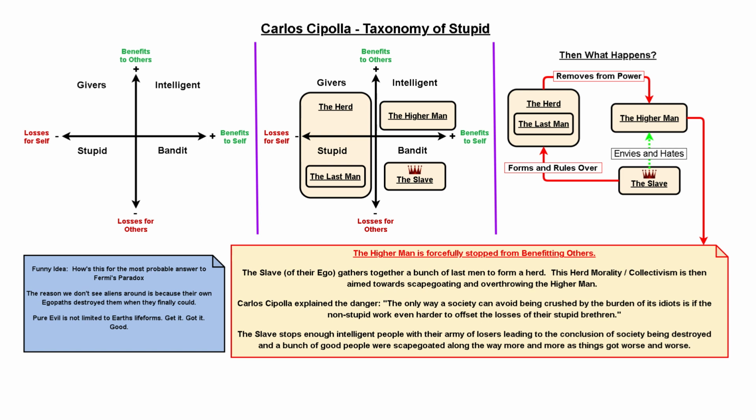Yeah, sorry. So the slave stops enough intelligent people with their army of losers, leading to the conclusion of society being destroyed. And a bunch of good people were scapegoated along the way more and more as things got worse and worse. That's the thing. This is a snowball effect too. It's not just a domino effect, it's also a snowball effect. You have more and more slaves all scapegoating everyone else, and it just becomes this big scapegoating shitfest, and nothing's actually getting done. Nothing's actually getting solved.